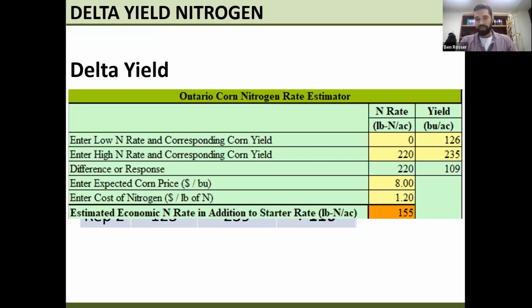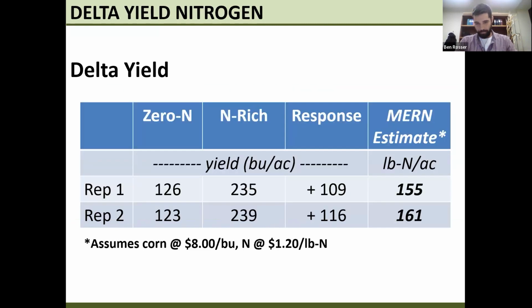When you plug those into that N rate evaluator tool, so the difference between the 0 N and the N rich strips, and then also add economics in for corn and nitrogen fertilizer prices, it would suggest his optimum rate was around 155, 160. So in this case, he was actually quite close in this year in that field to what his optimum N rate actually is. So again, like I showed before, it can vary year to year. So he's going to continue doing this a couple of years. But he was pretty interested to see that his optimum rate was pretty close to what he had traditionally been doing.